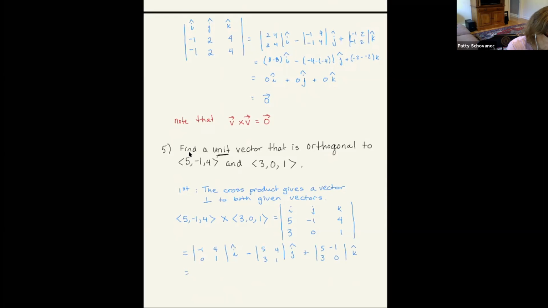Okay, so I get negative 1 times minus 0 is a negative 1. Then I have 5 minus 12. 5 minus 12 is a negative 7, so this makes that plus 7. And then I have 0 minus 3, so minus 3k.